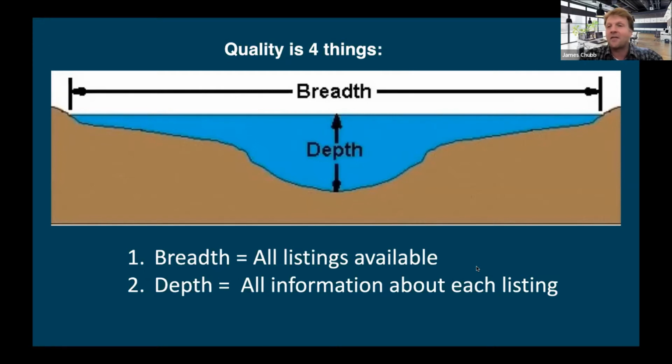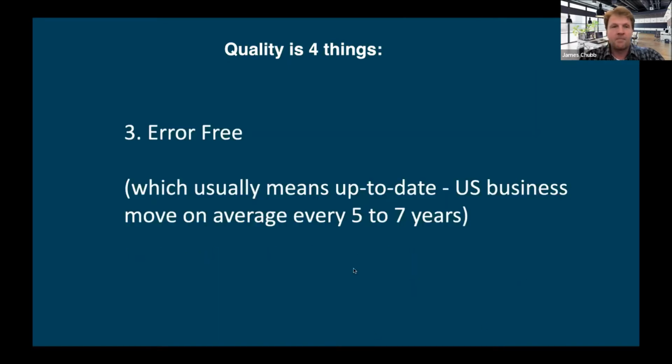How many students do they have? How long have they been in business? You can think about all this possible information that somebody might be interested in. And then that is the depth of the individual listing. With eDirectory, you can customize fields and add fields to the listings, et cetera, to make sure that you have the depth covered. So breadth and depth are two big pieces of quality.